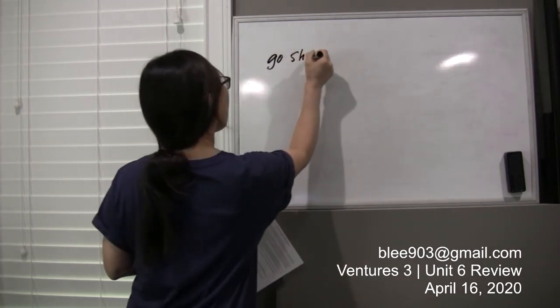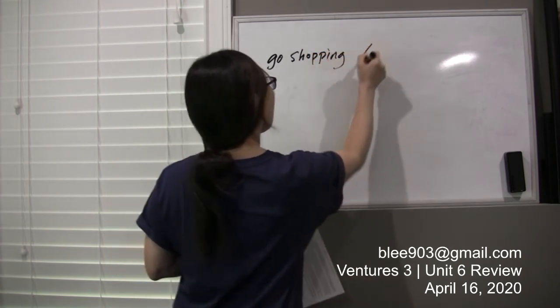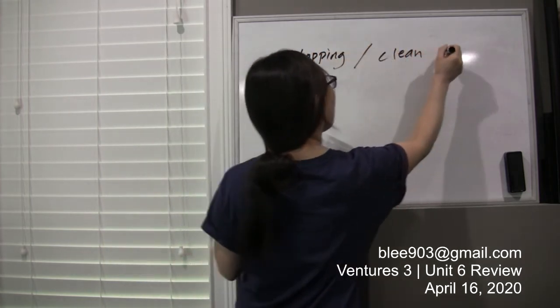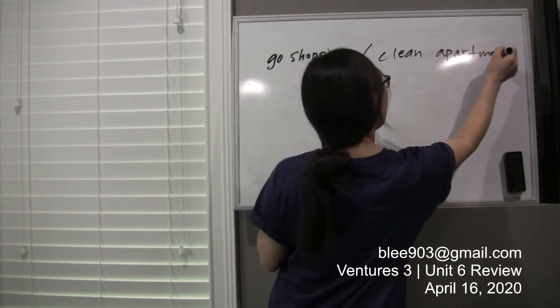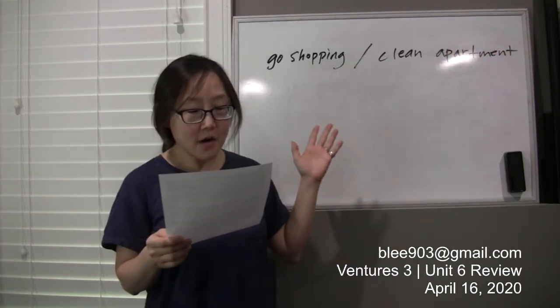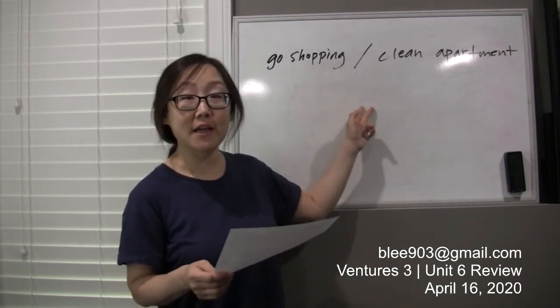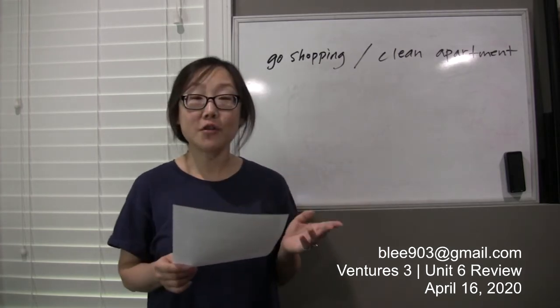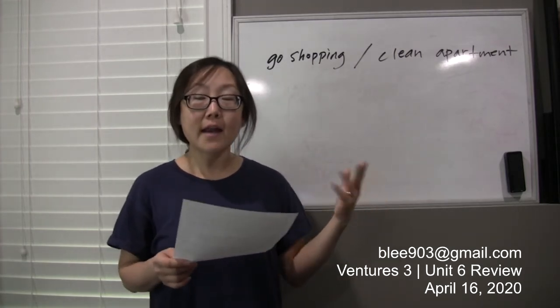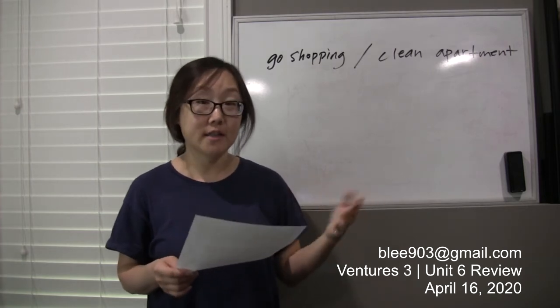Okay, and then number 5, this time I want you to make a sentence using before and the following 2 activities. Okay, so again, make a sentence using before and these 2 activities, okay? And make sure you use the correct verb forms and add any additional necessary words.